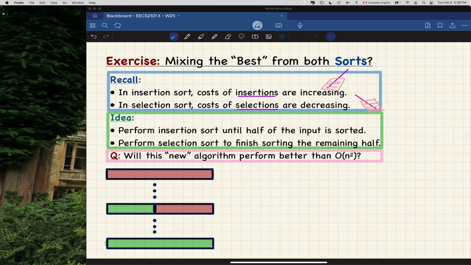The idea, again, is that we want to get insertions done while they are cheap, and get selections done while they are decreasingly expensive, right? That's the idea. All right, and then the question is like this. We've got 3 parts. What I presented is part A. Yes or no? Will this new algorithm perform better than the original selection or insertion sort, n squared? That's part A.